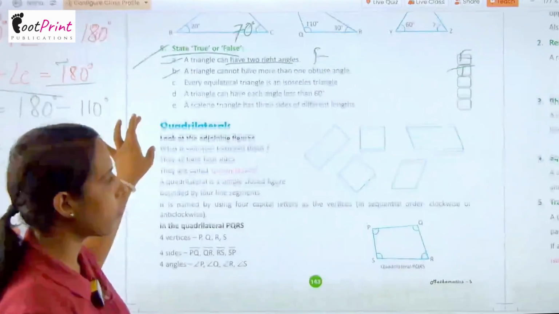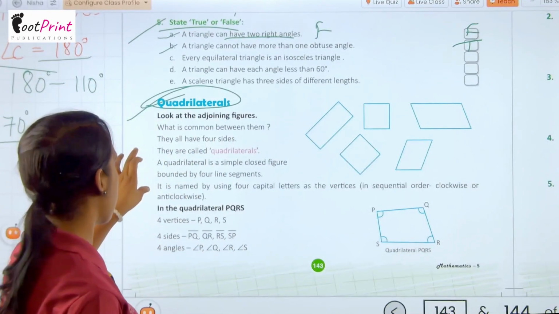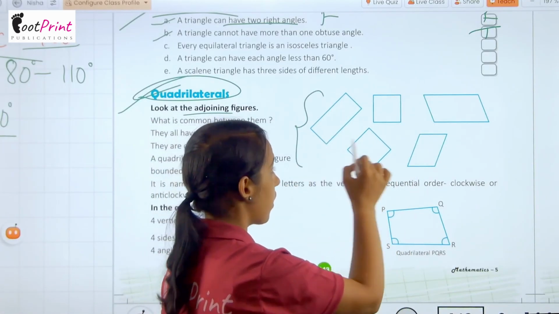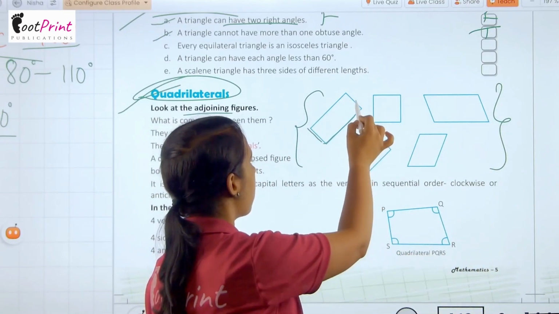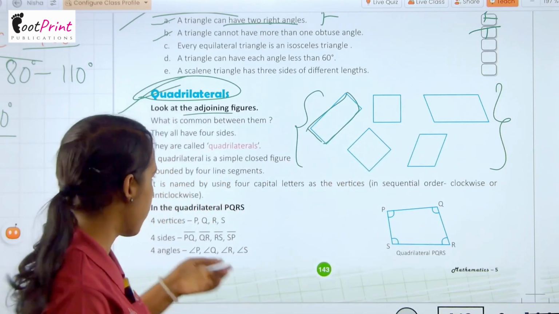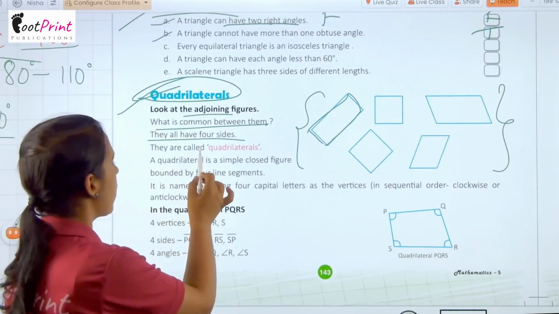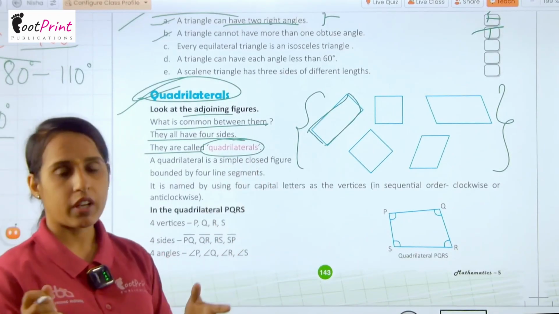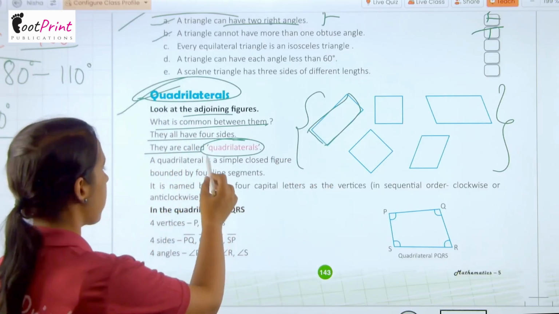Okay, now we are moving to the next topic, that is quadrilateral. So what is a quadrilateral? Let's see here. Some figures are given and we notice in all the figures that the number of sides is equal to 4, meaning all the figures have 4 sides. So what is common between them? They all have 4 sides. So they are called quadrilaterals. We can say that if a closed figure has 4 sides, then it is a quadrilateral.